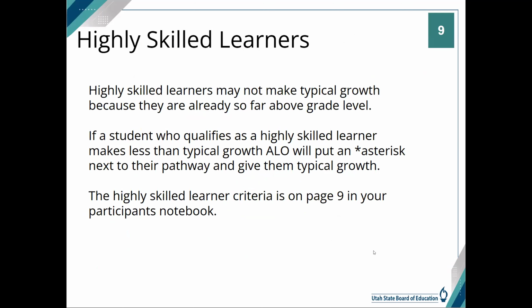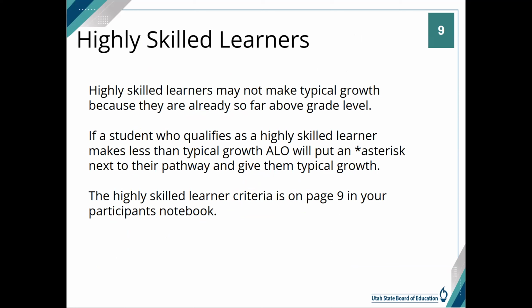So highly skilled learners may not make typical growth. They're already so far above grade level. If you have a student who meets the highly skilled learner criteria and they made less than typical growth, ALO will put a little asterisk next to their pathway and then give them typical growth. So the criteria is on page 9 in your participants notebook.